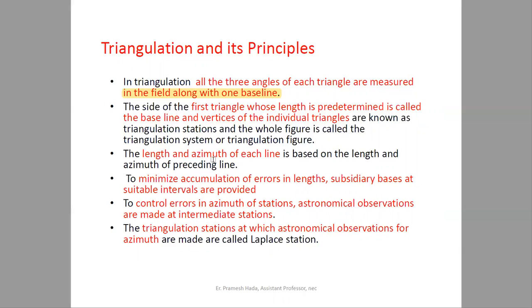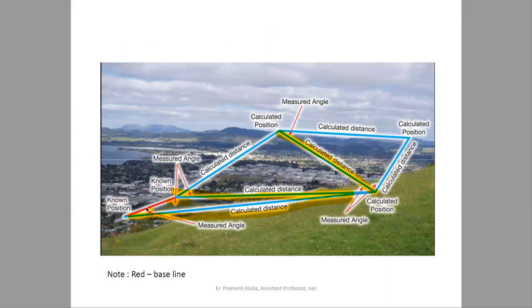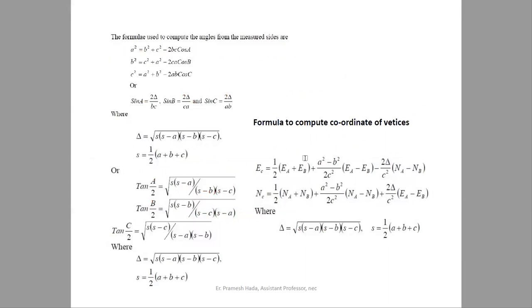The length and azimuth of each line is based on the length and azimuth of the preceding line. Basically, this is a sequence of triangles. Once we know the length of each side, it is easier for the coming triangles. Suppose in this diagram, once we know this length and this length, only then can we proceed with the calculation of these lengths. This is explained here.